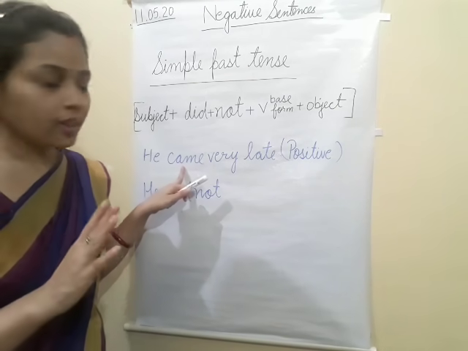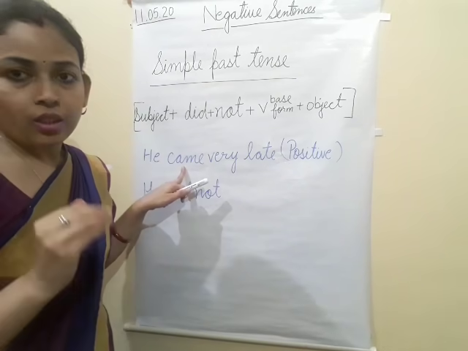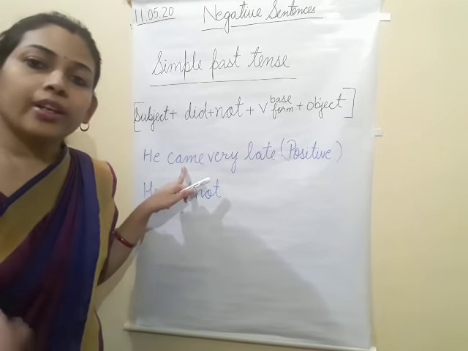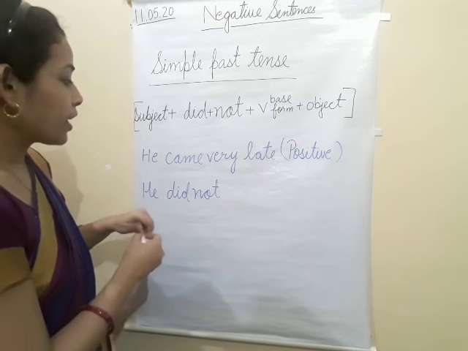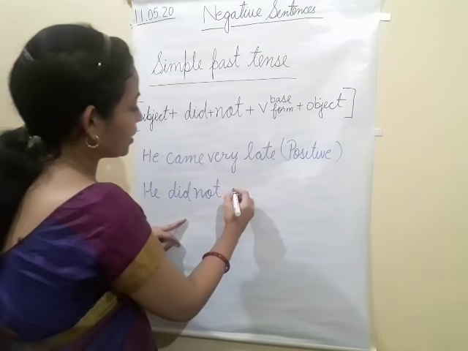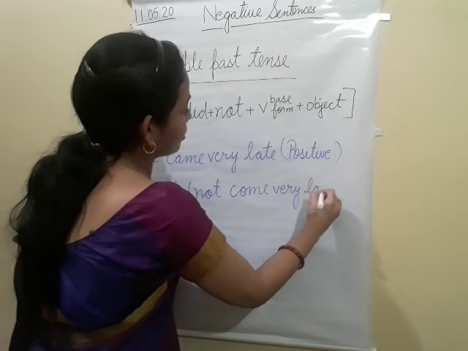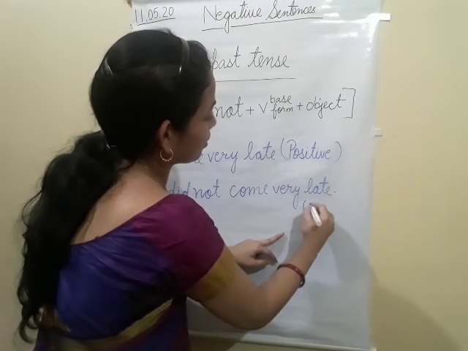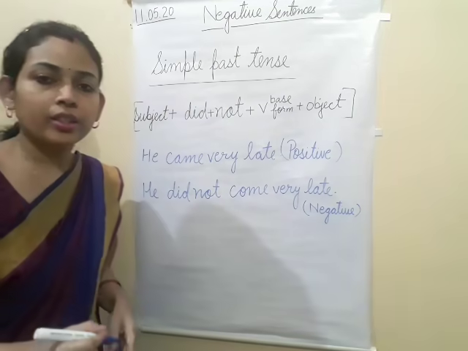That is why I told you to prepare the forms of verb. This is the second form of verb. Come, came, come. First form is come, second form is came, and the third form is come. So here we will write the base form come. Did not come very late. So this is the negative sentence I have made here.